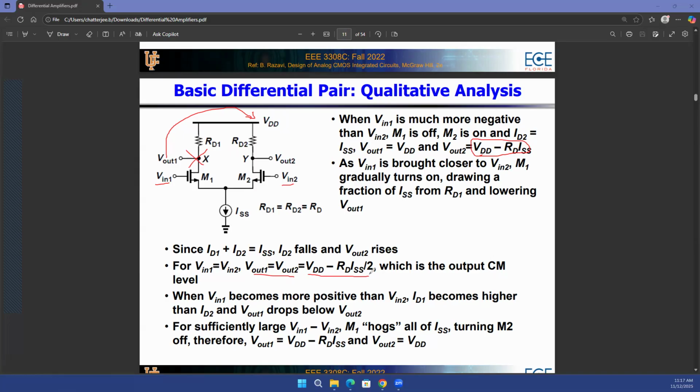And then if you keep on increasing your V1 even more as compared to V2, there would be a point when V2 will become very much negative as compared to V1. That means that the right side branch will turn off. So Vout2 will be equal to VDD in that case, whereas Vout1 will become equal to VDD minus RD ISS, and all the current will flow through the left side branch. So that is what we are showing graphically in the next diagram.